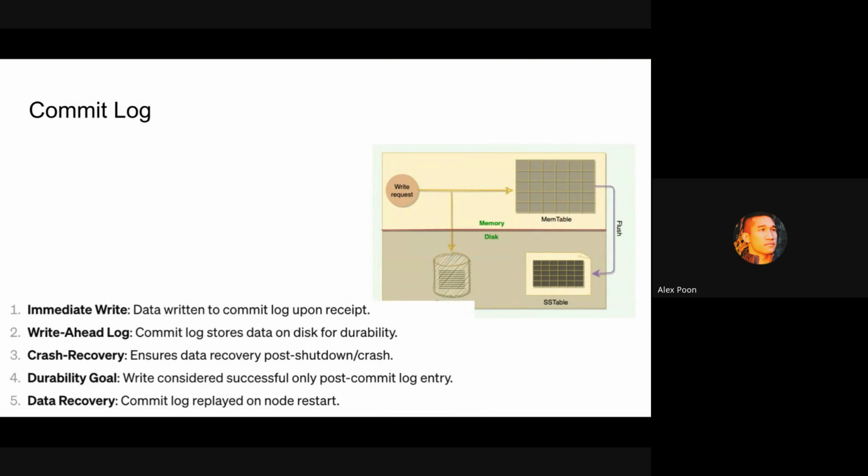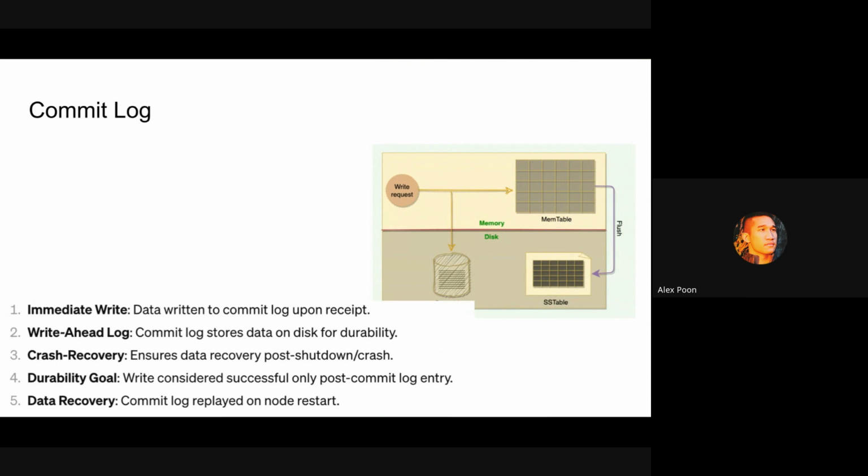Commit log. When a node receives a write request, it immediately writes the data to a commit log. The commit log is a write-ahead log and is stored on disk. It is used as a crash recovery mechanism to support Cassandra's durability goals. A write will not be considered successful on the node until it's written to the commit log. This ensures that if a write operation does not make it to the in-memory store, earlier we had discussed the mem table. The mem table is the in-memory store.